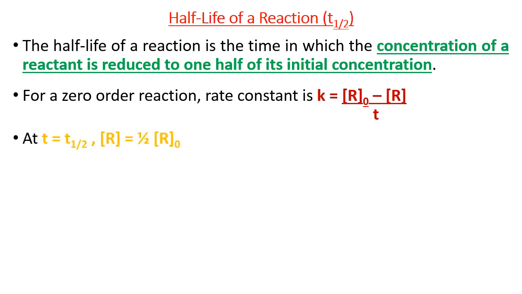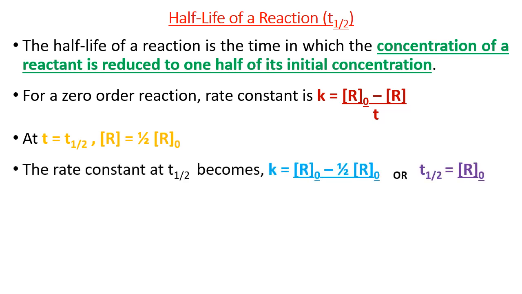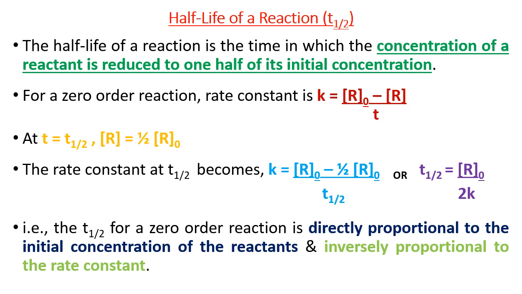At t is equal to t half, R becomes equal to 1 by 2 R naught. The rate constant at t half becomes k is equal to R naught minus 1 by 2 R naught divided by t half, or t half is equal to initial concentration of the reactant divided by 2 into k. That is, t half for a zero order reaction is directly proportional to the initial concentration of the reactants and inversely proportional to the rate constant.